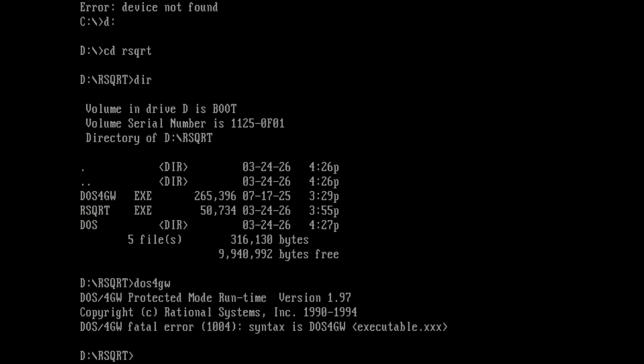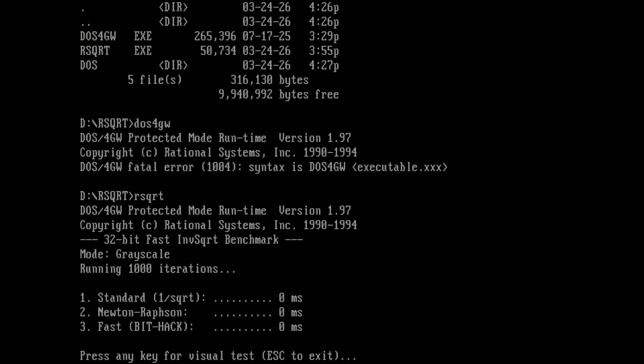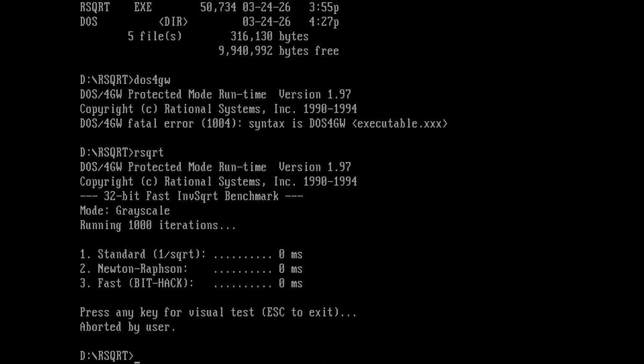Nice. So yeah, I think we need a version of the DOS extender. Let's see if we can run our application now. RSQRT. Yes, now it works. 1000 iterations is not enough. So let's just try immediately to go to 100,000, and we'll go with a color version.